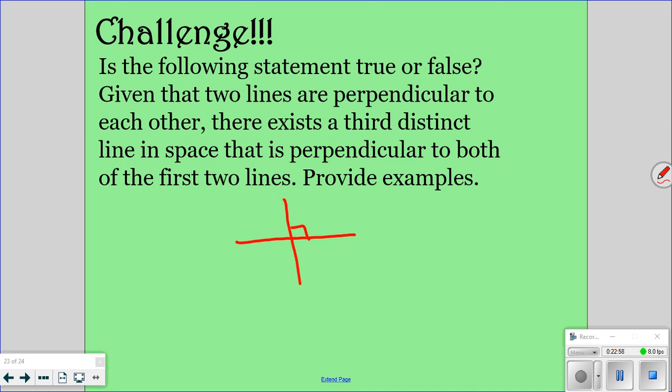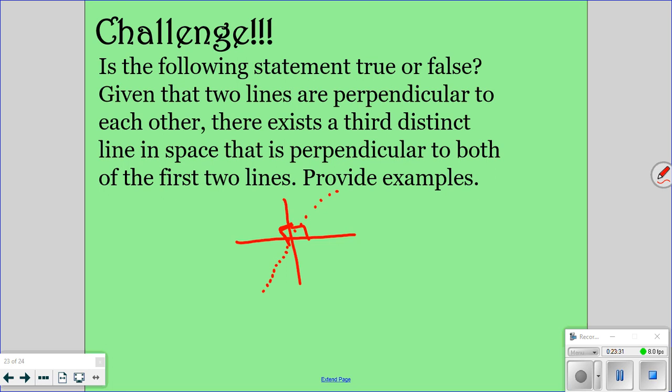It wants us to provide examples. So we have a third line, and it's in our space. So it's not on a plane, it's just in this area. If I drew a line here, it is possible that it is going to be perpendicular to these other two lines. The best place to look in the classroom to see this is over in a corner.